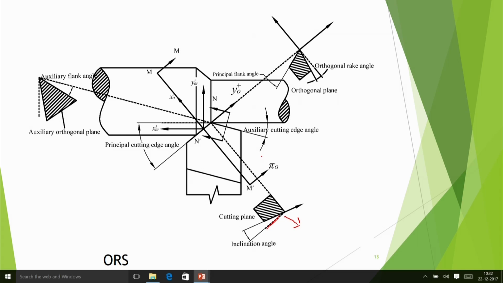Now take the orthogonal plane, which will be perpendicular to the cutting plane as well as the reference plane. In that orthogonal plane, you are seeing that this surface is leaning down, the rake surface, which gives you the orthogonal rake angle. The rake surface is leaning backward, and similarly the other flank surface is also leaning in this direction from left to right, and this angle is called principal flank angle or principal relief angle. So this is visible in the orthogonal plane. You are getting principal flank angle and orthogonal rake angle.